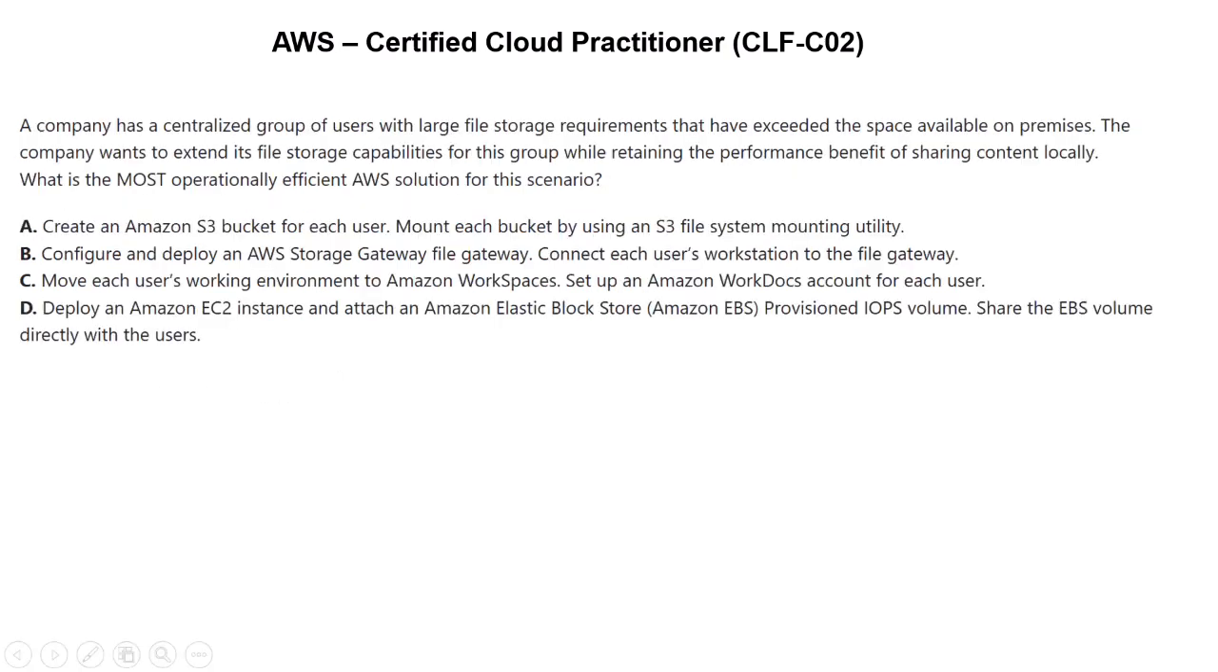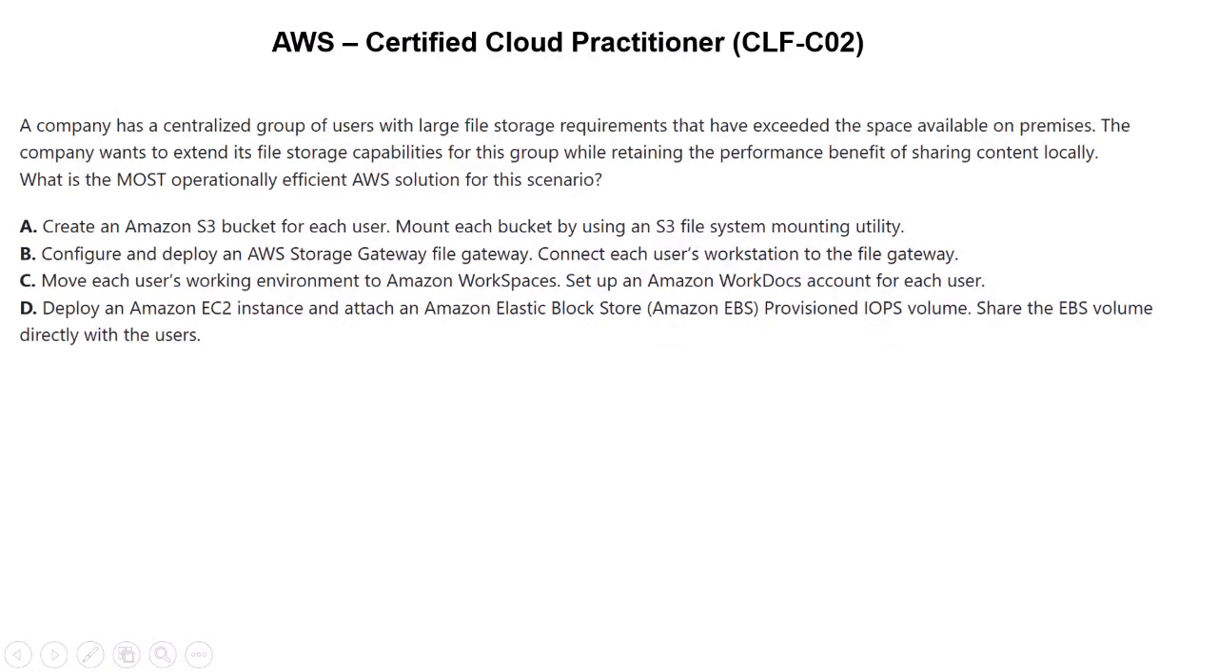Next question. A company has a centralized group of users with large file storage requirements that have exceeded the space available on premises. The company wants to extend its file storage capabilities for this group while retaining the performance benefits of sharing content locally. What is the most operationally efficient AWS solution for this scenario?